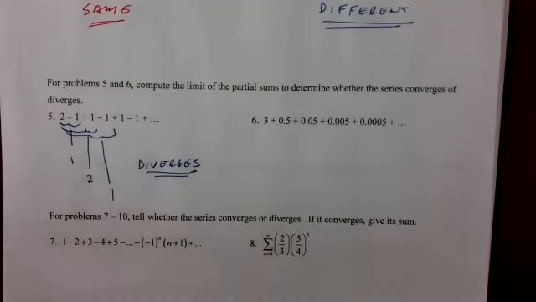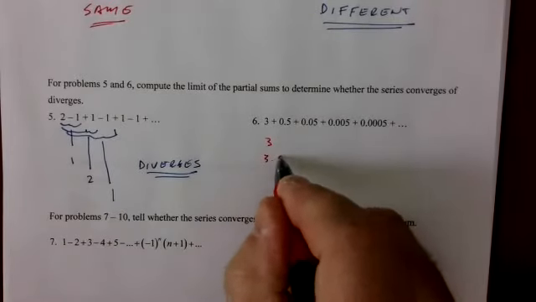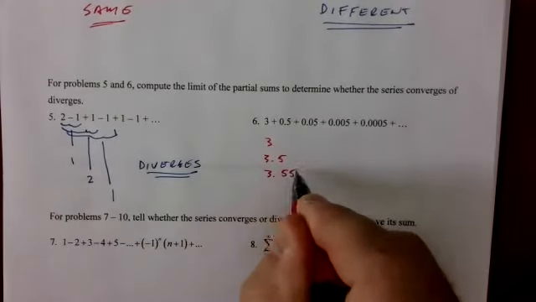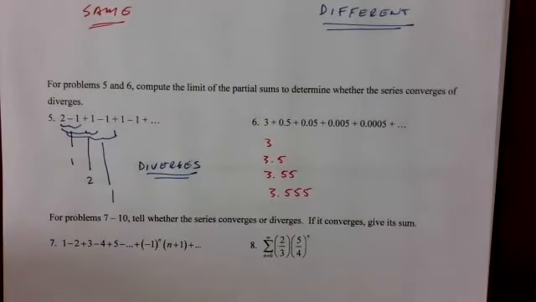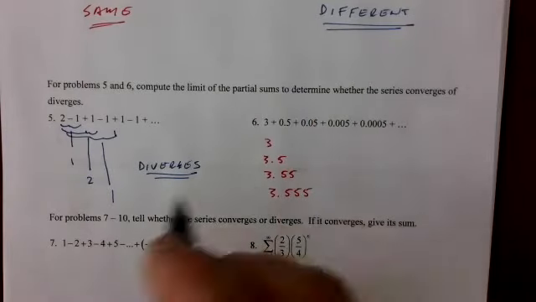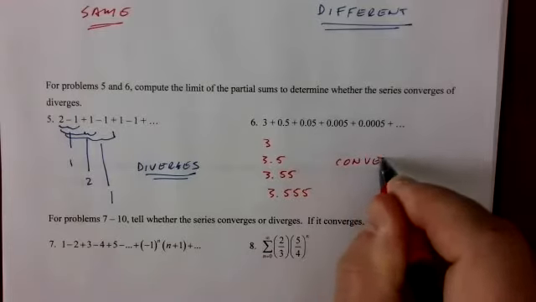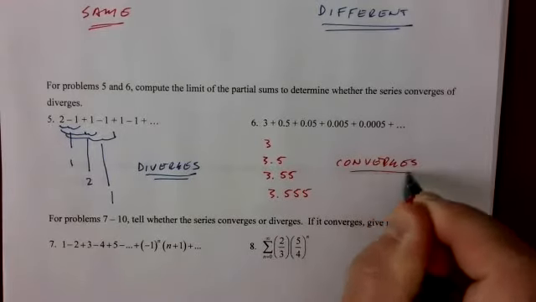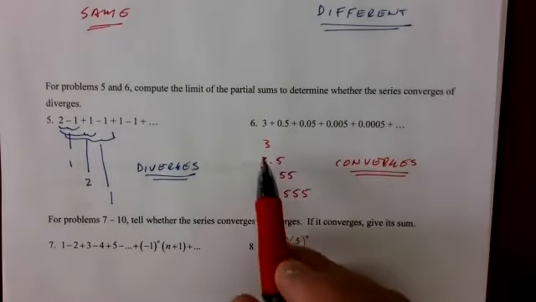Over here, rather than make this mess, I'll just go with 3, 3.5, 3.55, 3.555. And I don't have to say what the sum is. I just have to say that it converges. If you want, you could say that's 1/100th, so it's 3.